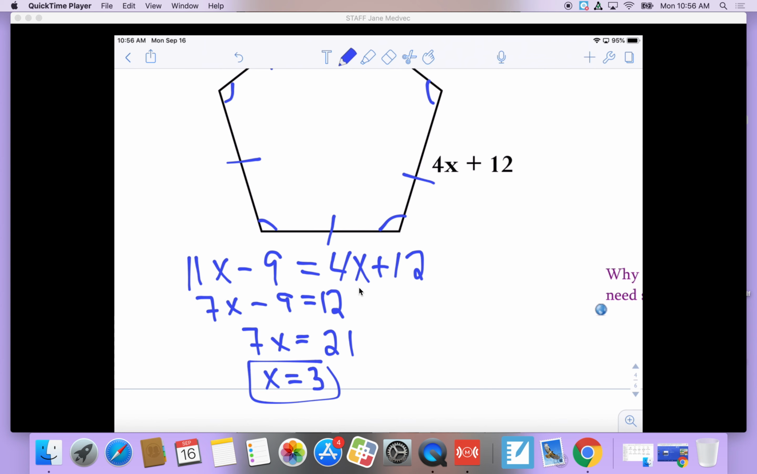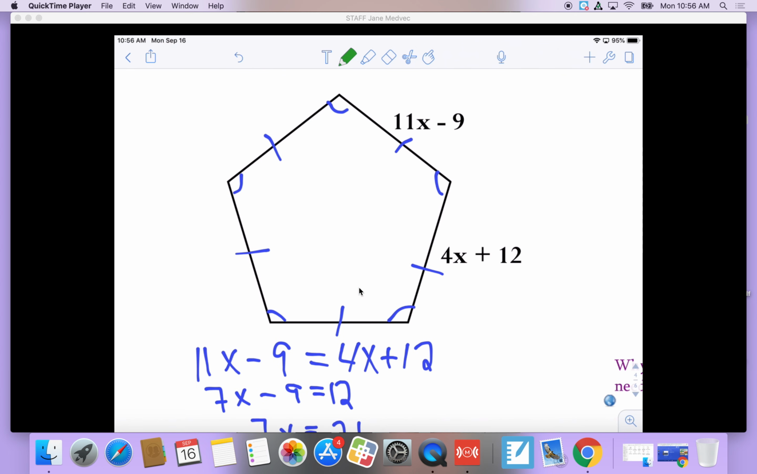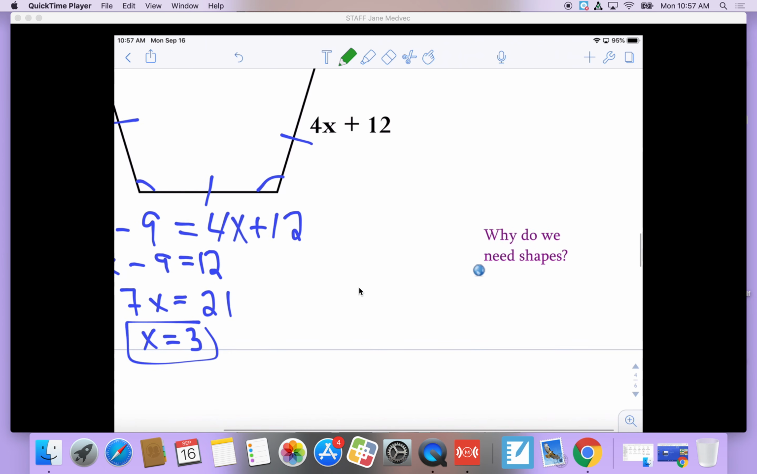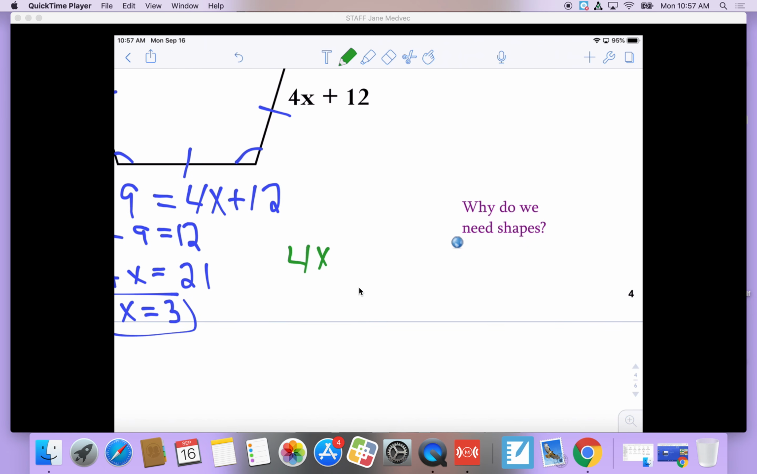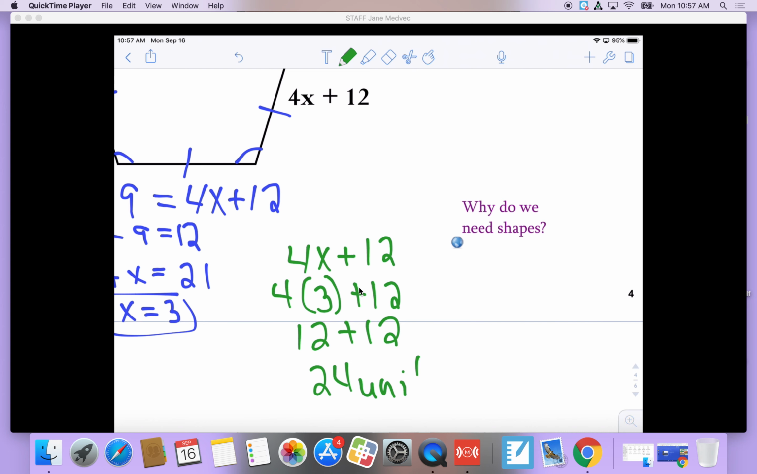If it asks me to find the side length, this does not, but just let's say it does, what I would do is take one of these two expressions. Let's take the 4x plus 12. I'd go 4x plus 12. I'm going to take 4 times 3 plus 12. I get 12 plus 12, and it'd be 24 units. And that's just an example. If they ask you to find side length, that would be something that you would do. You pull out the expression, you plug the number in, and then you go ahead and solve it.